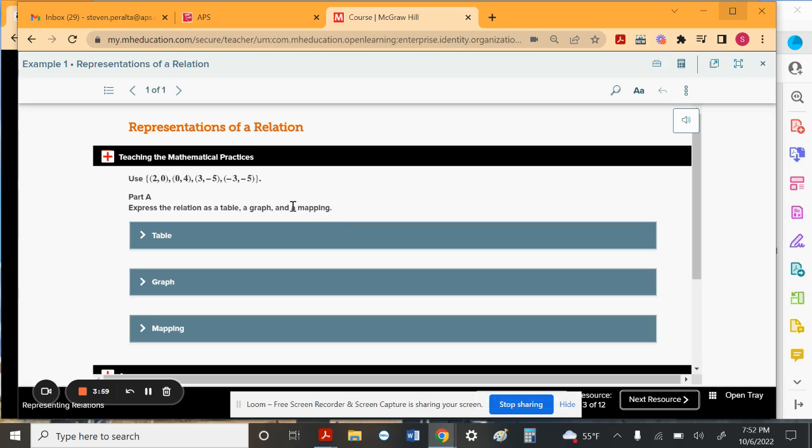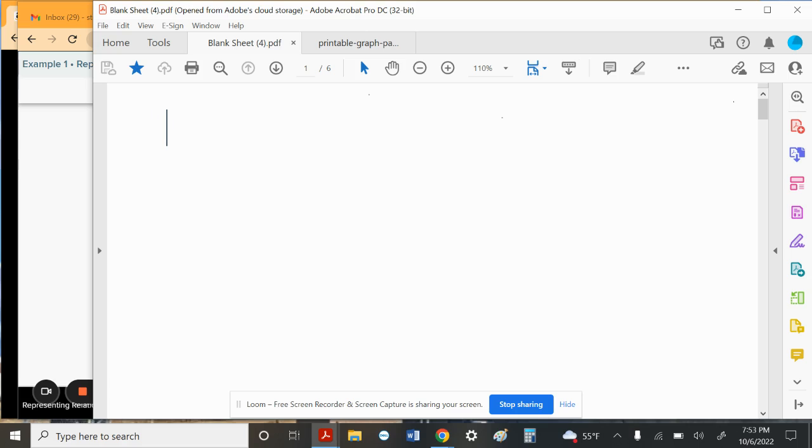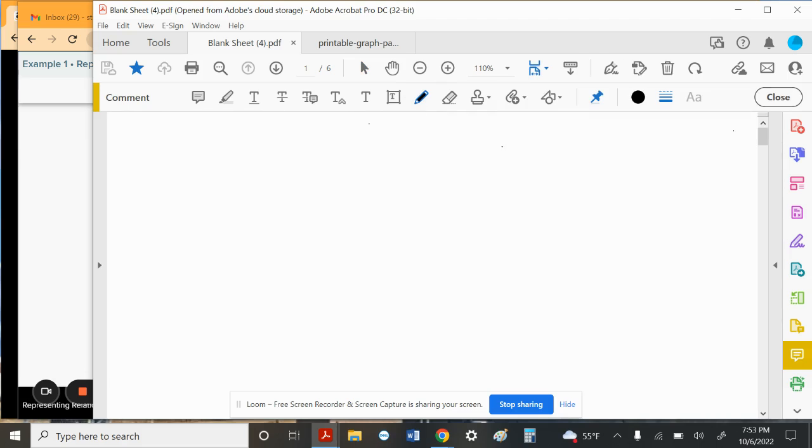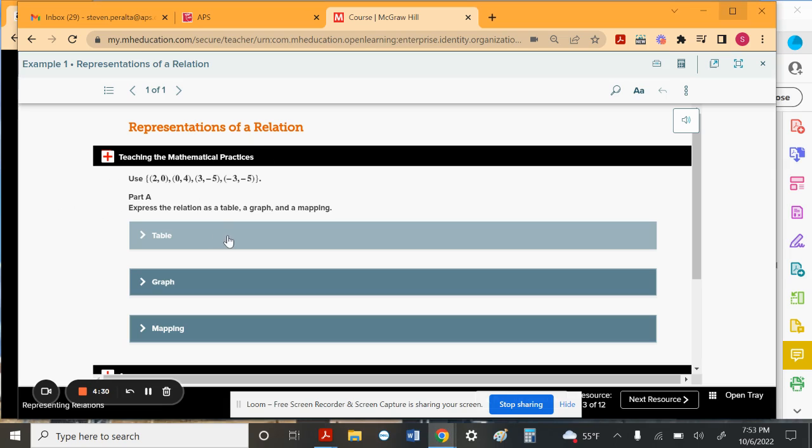On this next slide, we're going to see an example. We have some numbers here: (2, 0), (0, 4), (3, -5), (-3, -5). So we have those points there. And we want to figure out, okay, that is a set.